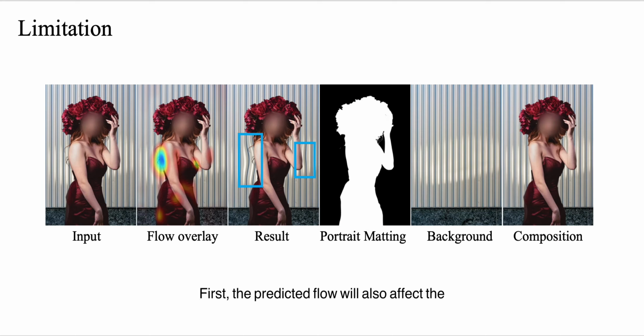First, the predicted flow will also affect the overlapped areas in the background. One possible solution is to combine background matting techniques. Secondly, our approach concentrates on weight editing only, without changing the direction and length of body skeletons. We will tackle these problems in the future.